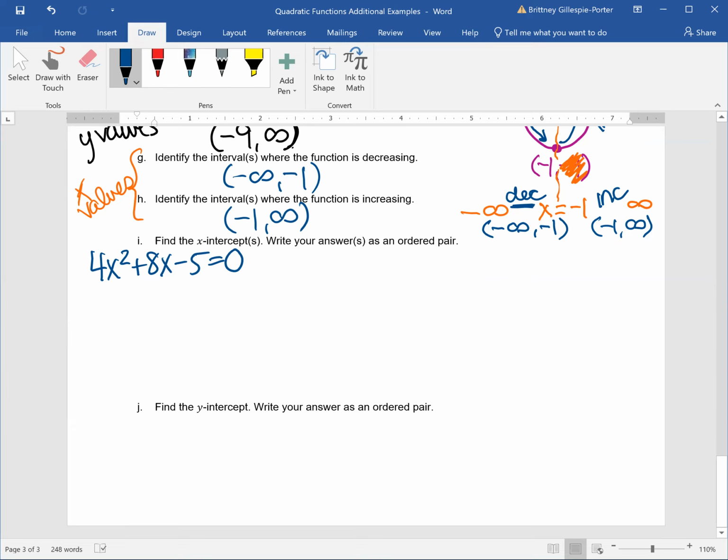We already said that A was 4, B was 8, and C was -5. So we need a product, a multiplication of 4 times -5, which is -20. And we need a sum of B, which is 8. So remember, A times C and the sum of B.